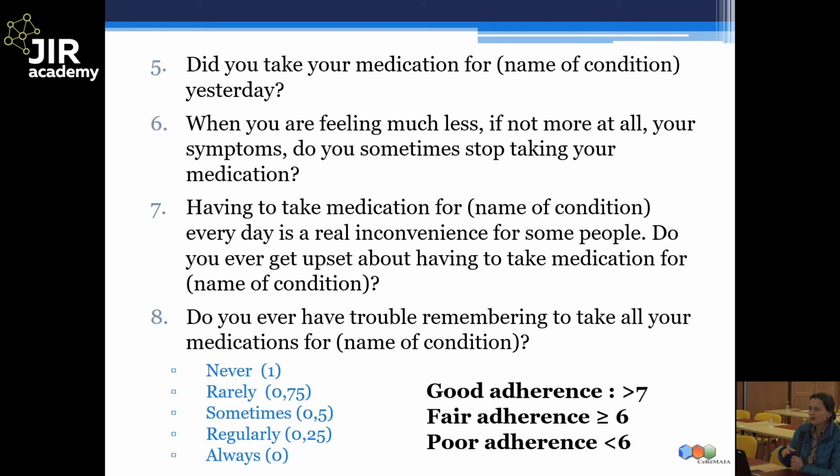If the patient has more than 7 out of 8, you are sure there is good adherence. If he has more than 6, there is fair adherence, and if he has less than 6, it's poor adherence. So it's an easy tool. You can do it in the waiting room with your patient. You should not need to do it during the consultation, but you can have it at the beginning of your consultation.